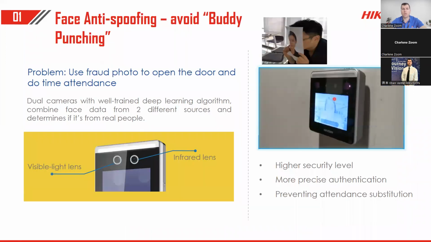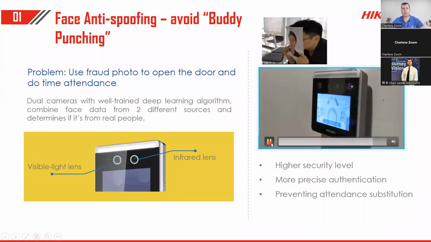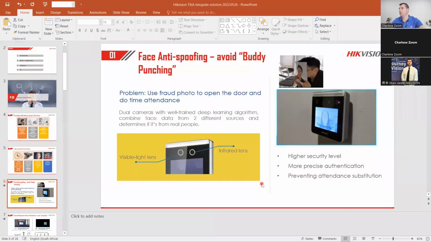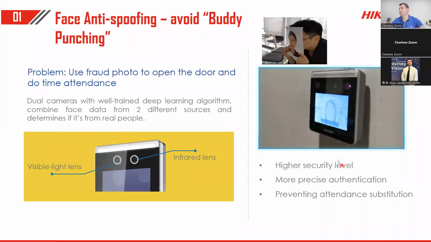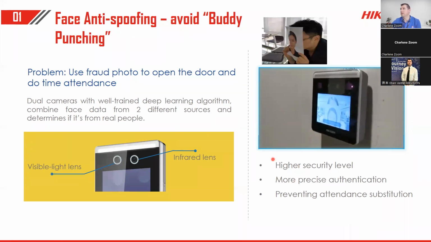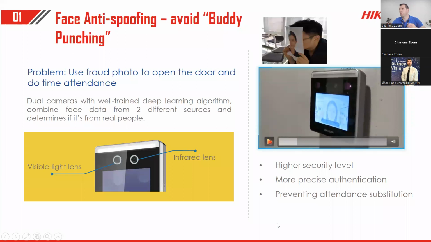Let's move along to the next one. We have a system called anti-spoofing. So I'll pause the video. There we go, it's paused. As you can see, she's holding up a picture of herself and it's not authenticated. As soon as she takes the picture away, it will authenticate, because it's looking for the 3D face. So I'm just going to pause it again there.